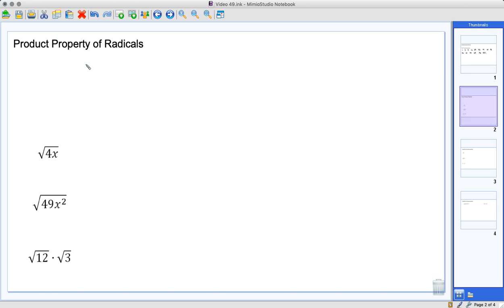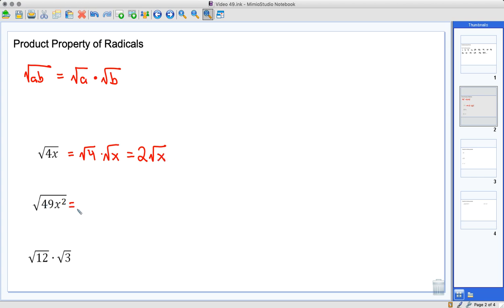Okay, so the product property of radicals is if I have the square root of a times b, I can split it up into the square root of a times the square root of b. So you split up all of your pieces. I always split up my numbers and my variables. So for instance, this first one becomes square root of 4 times square root of x. Well, square root of 4 is 2. Now, square root of x doesn't simplify, so we just leave it as square root of x.